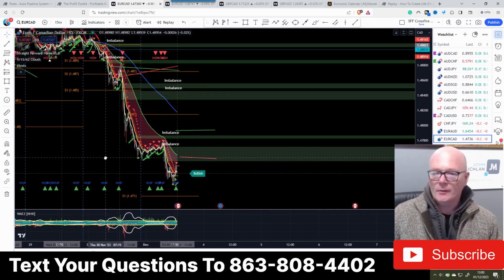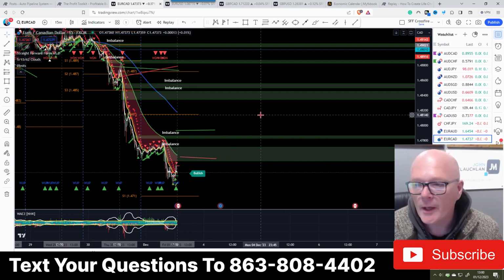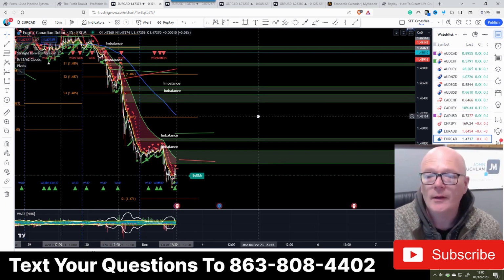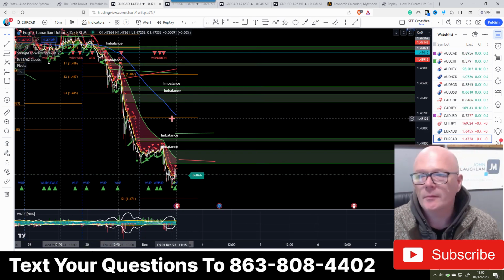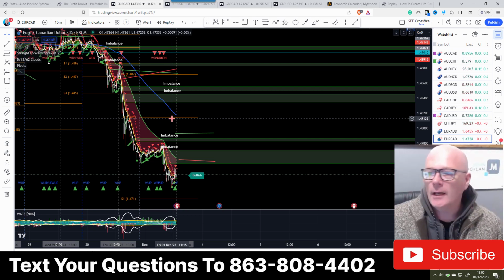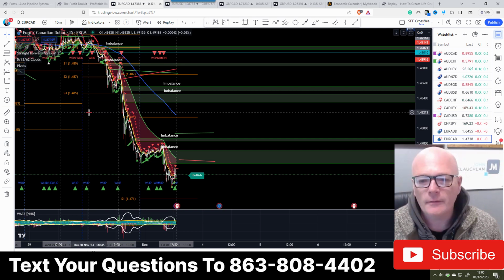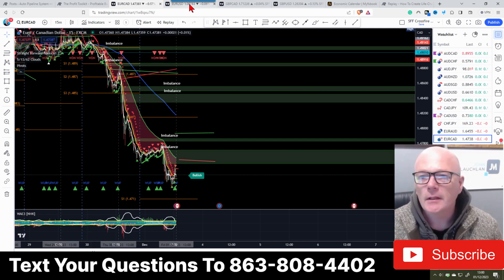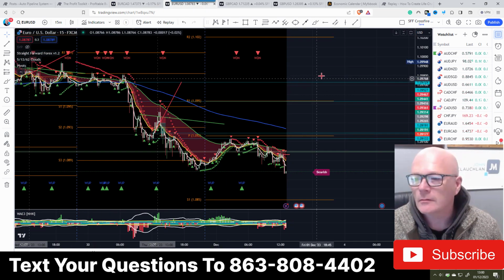And with imbalance, it's always good to know where price can potentially go, and also with your pivots on there, where price can potentially go. And also, I sometimes put my own lines on just to give me an idea of what price has done previously, for potential take profit levels.